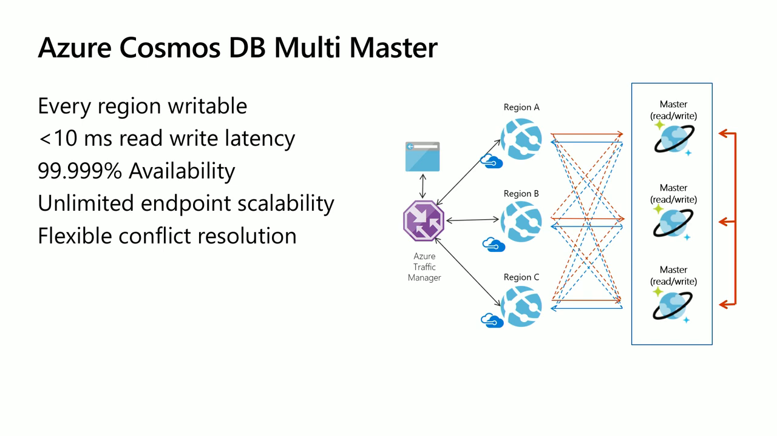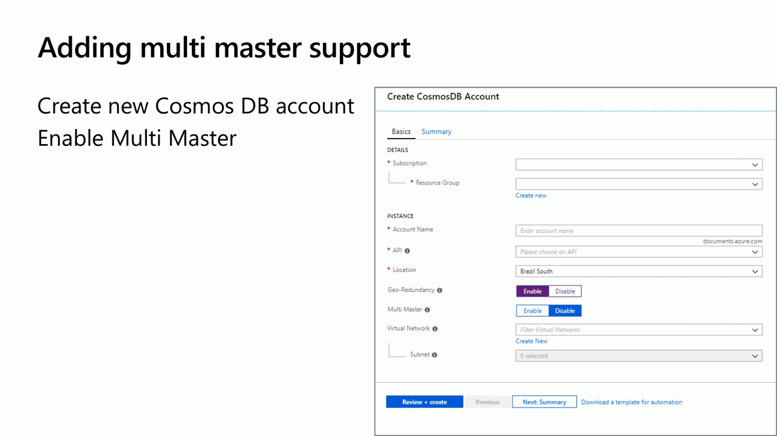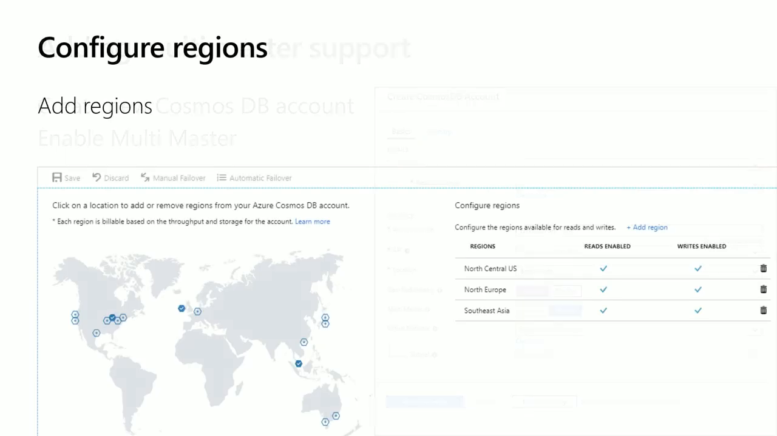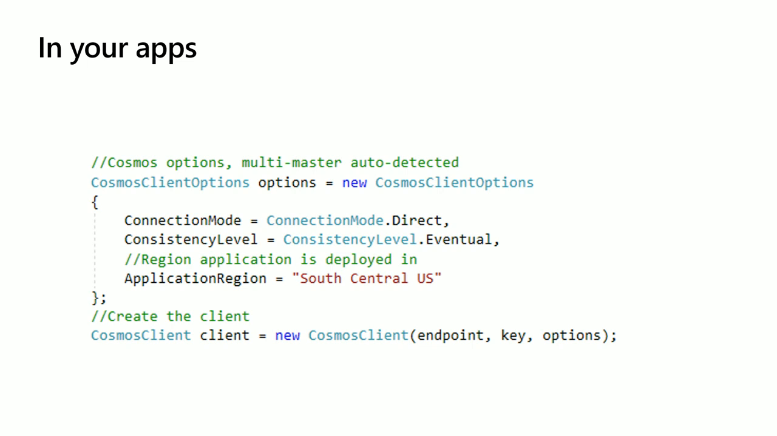So I'm adding more regions, not just more VMs. We've also got conflict resolution in there, and I'll show you that a little bit later. Adding multi-master is pretty simple. Just create an account, or for an existing account, you can just enable multi-master within your accounts there. Just add your regions.